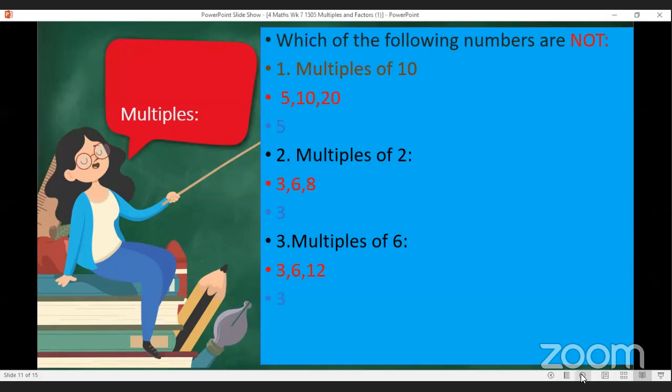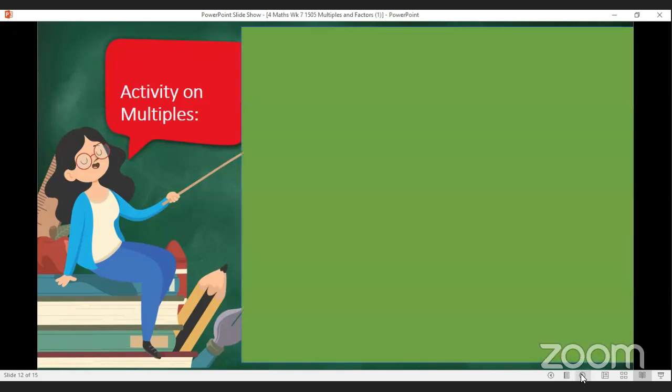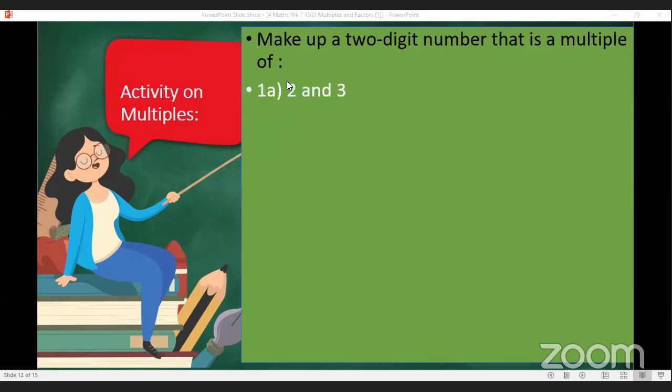That's correct. And then, okay, let's look at this activity on multiples again. This one is a little bit tricky. Make up a 2-digit number. Remember, our 2-digit numbers end with 99. So make up a 2-digit number that is a multiple of 2 and 3. Meaning that if you count in twos, you say that number, and if you count in threes, you say that number.